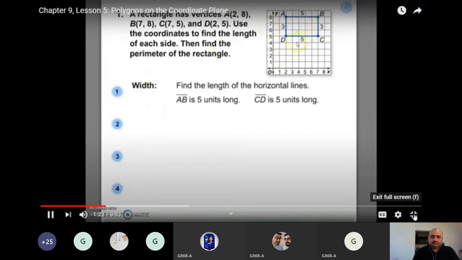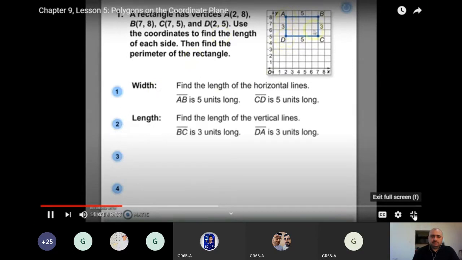So the first thing, we found that the width was 5 units long, about 5 units wide. And we counted 1, 2, 3, 4, 5. Which means that AB would be the same thing. 1, 2, 3, 4, 5. We've created a rectangle, and opposite sides of a rectangle are congruent. Here we see AD is 3, which means BC is also going to be 3.